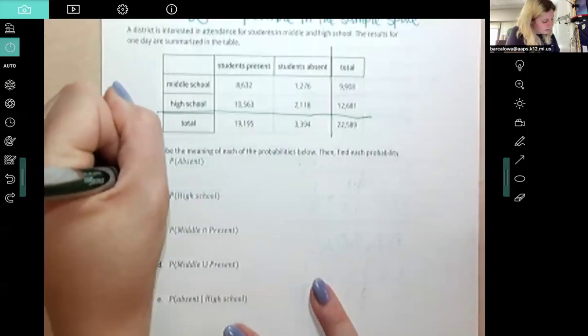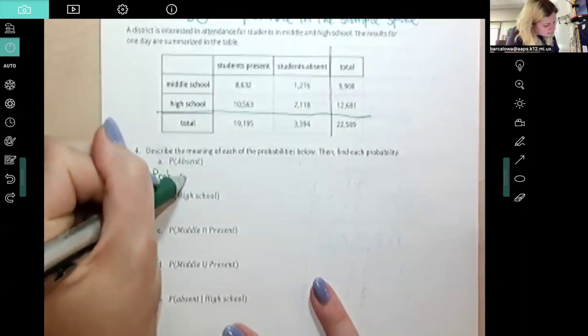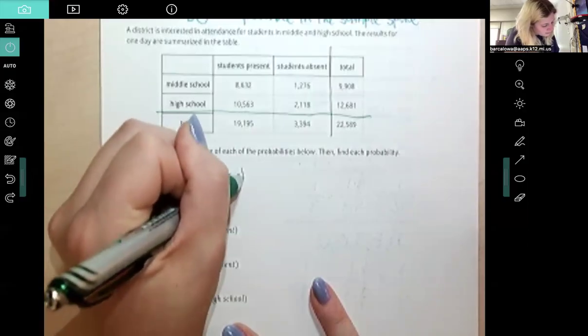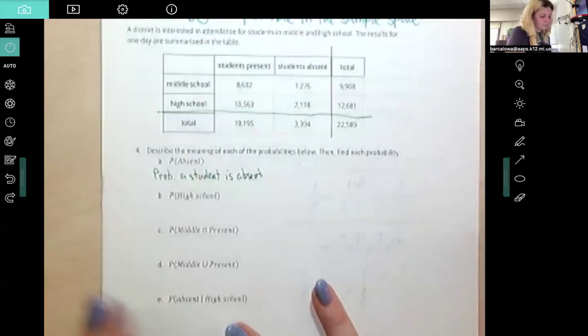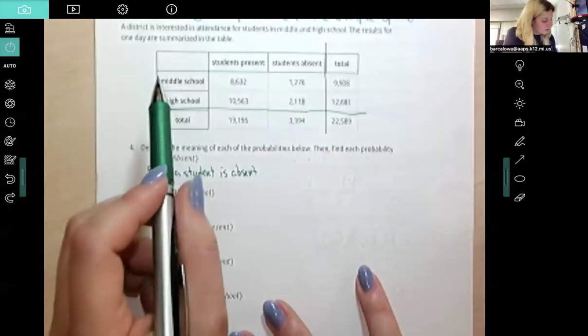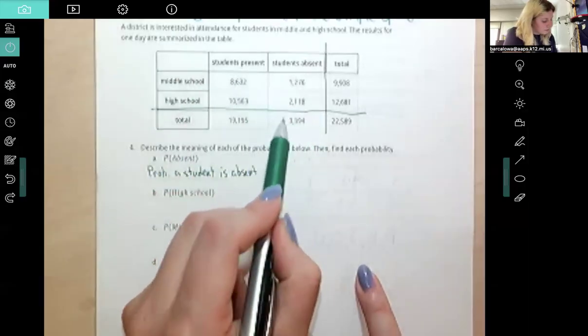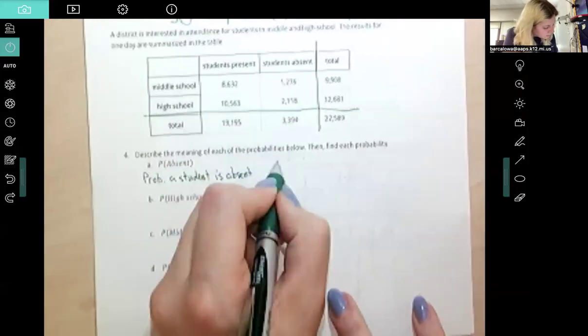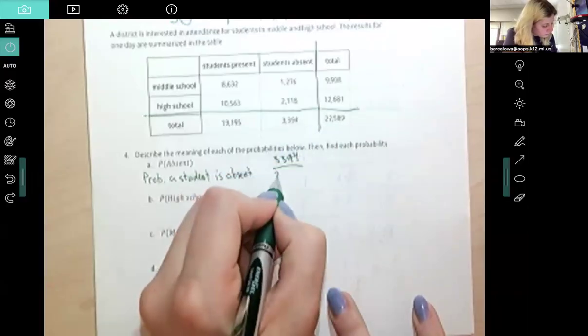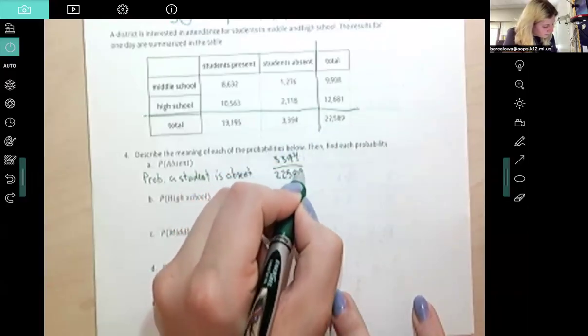Okay, this is the probability a student is absent. Probability a student is absent. Well, let's look out of all the people absent. 3394 out of total 22589.